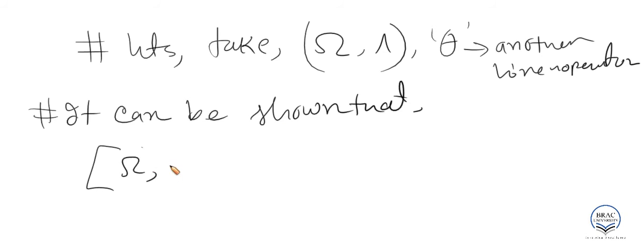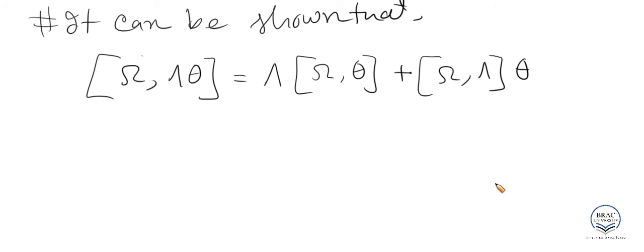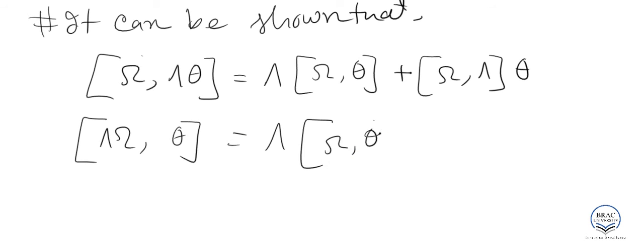the commutator of omega with lambda theta is equal to lambda omega theta and omega lambda theta. And similarly, if you want the commutator of lambda omega with theta, you have lambda, omega theta. The first term is identical to the previous one, and the second term would be lambda theta, and you have omega.